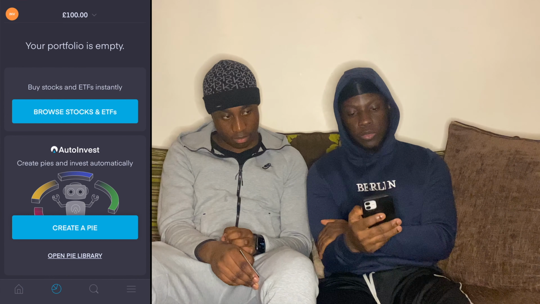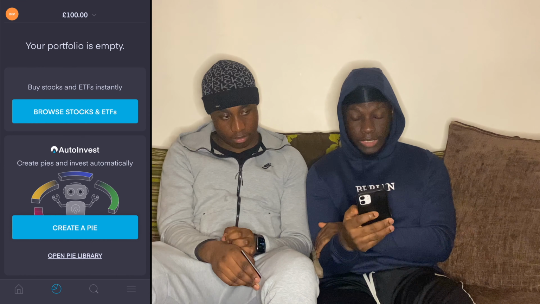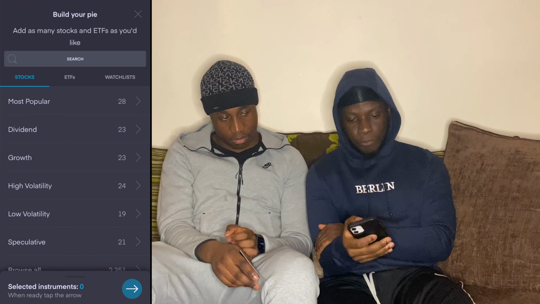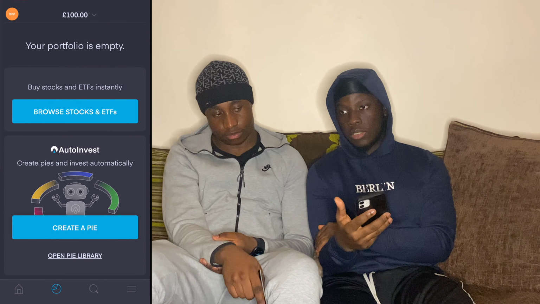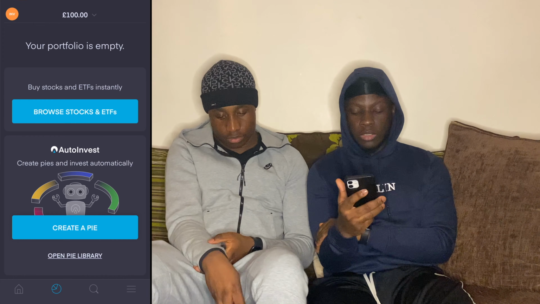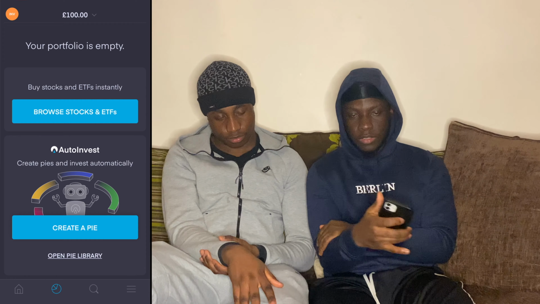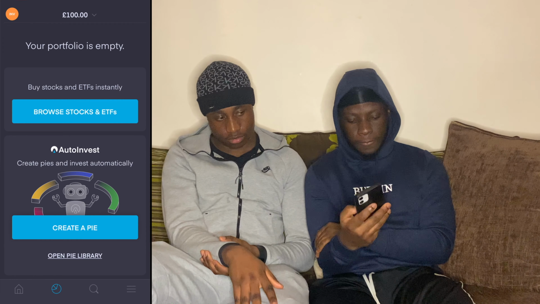Now you have your actual pie in your portfolio. This menu here is where you see all the stocks you invested into, and you also have the pie function where you create a pie and you have a series of stocks that you do want to consistently invest into. You can actually choose the percentage as well of how much you want to diversify and how much you want to put into this. All of this is basically automatic. It does it for you. That's the whole purpose of the pie.